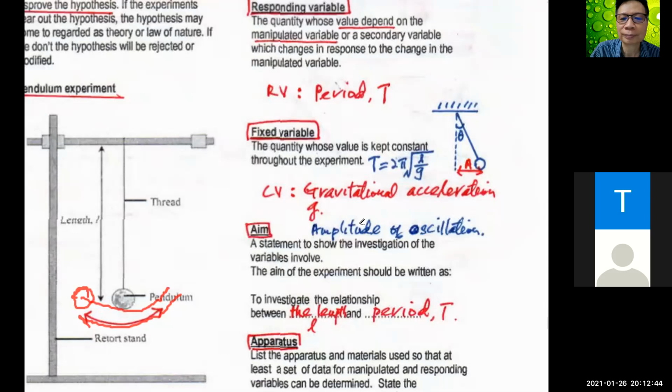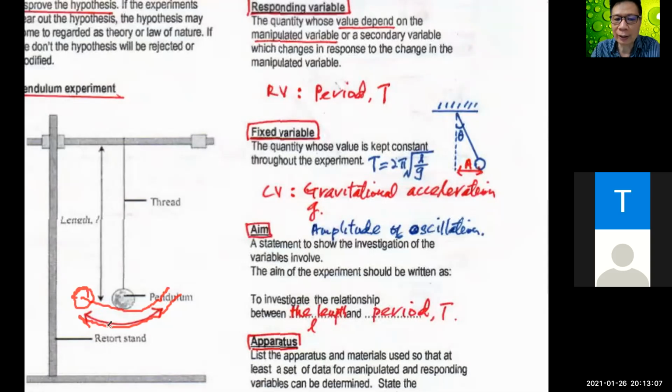The mass of the pendulum. Yeah, I know this boy gave a very good answer. Most people think the mass will affect the period. Actually, no. I know many of you think like that. Many books even say mass, but that is actually wrong, not correct.